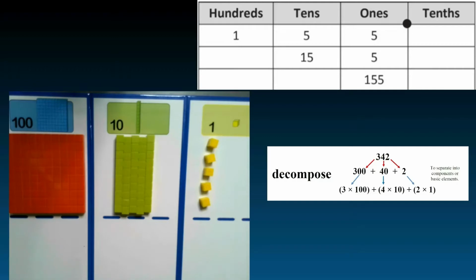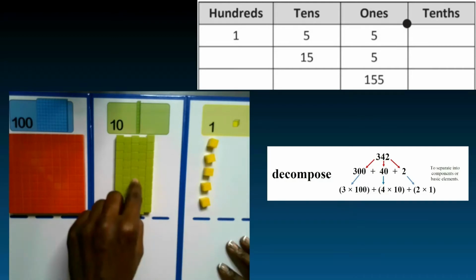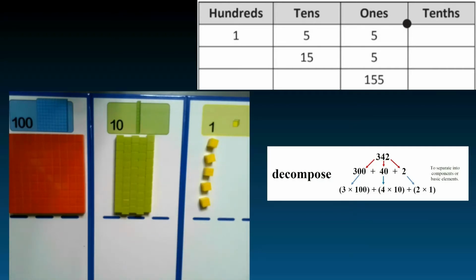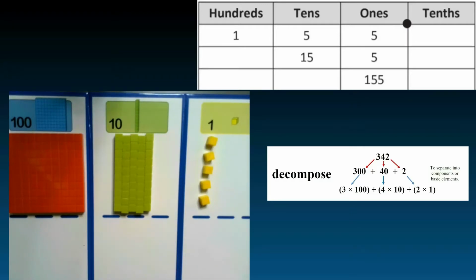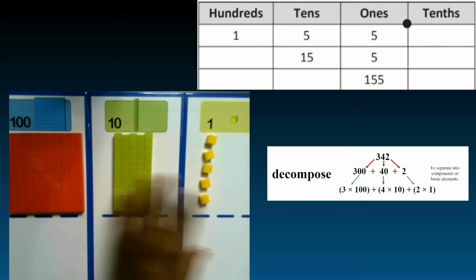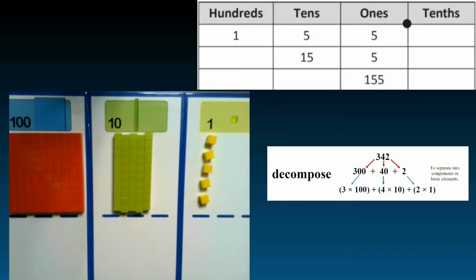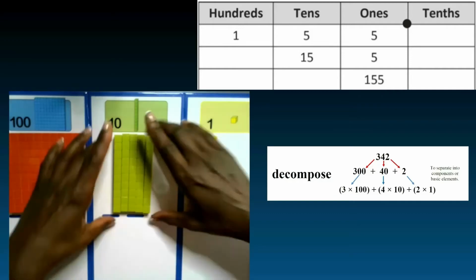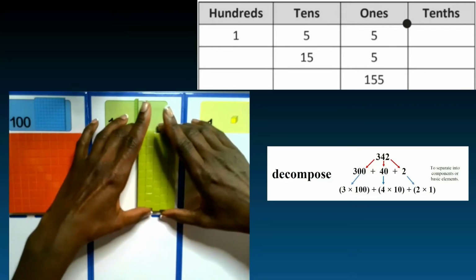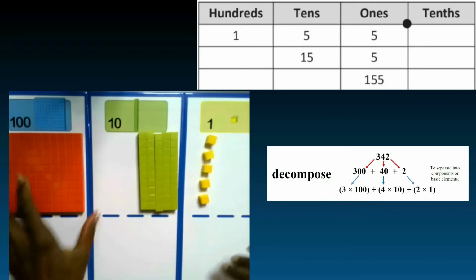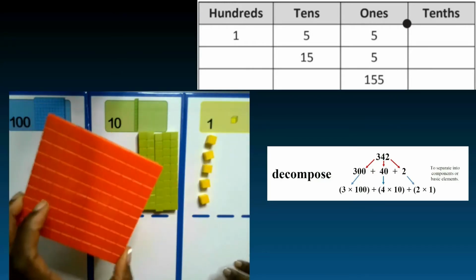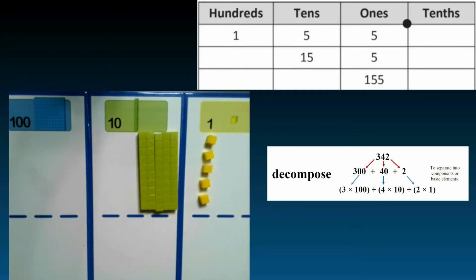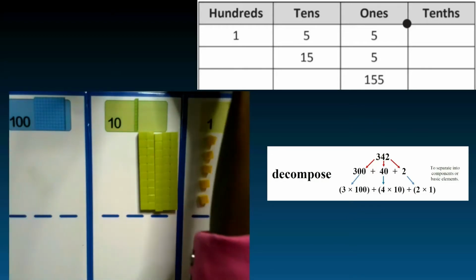Now, in order for me to successfully round this number to the tens place, I have to decompose. And really, if we look at the definition for decompose, it means to separate into composites or basic elements. So the basic elements of each number is always the place value. So I'm going to separate, because I want to round to the nearest 10, I'm going to see how many total tens I have in this number. Well, I know I have 5 here, but I also know that I can take my 100 and I can trade it in for 10 more tens.